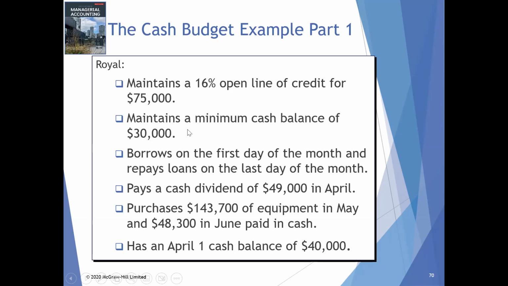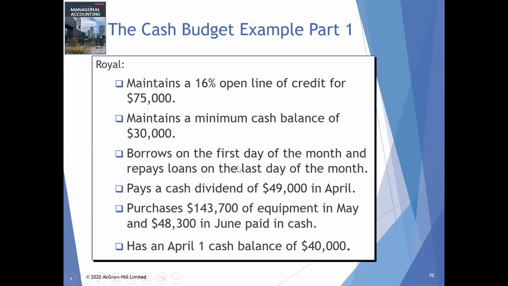Now, the company maintains a minimum cash balance of $30,000. So they are planning to maintain that every month. If you talk about April 30th, the closing date, the last day of the month, the company plans to have at least $30,000 cash. So this is what they have assumed and budgeted in their mind.